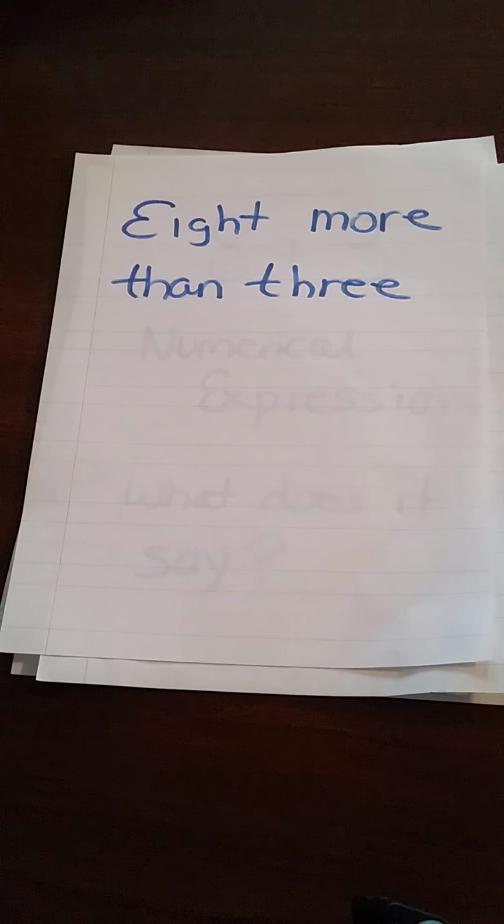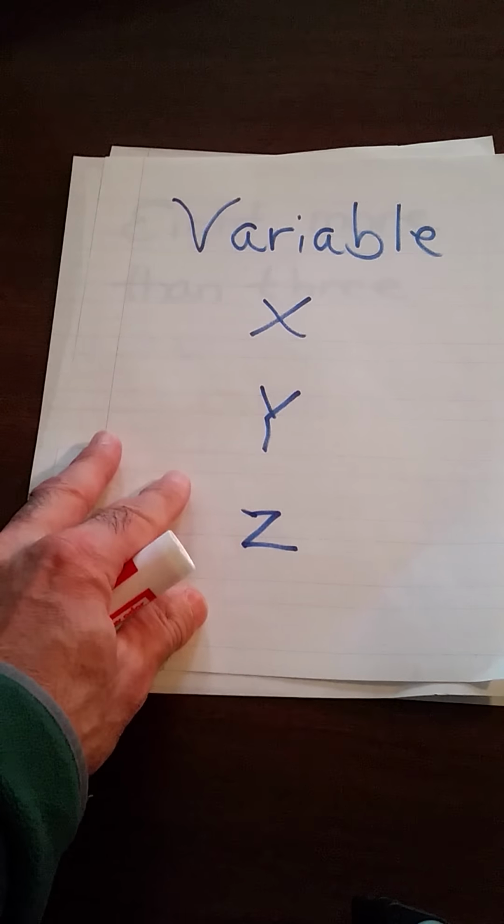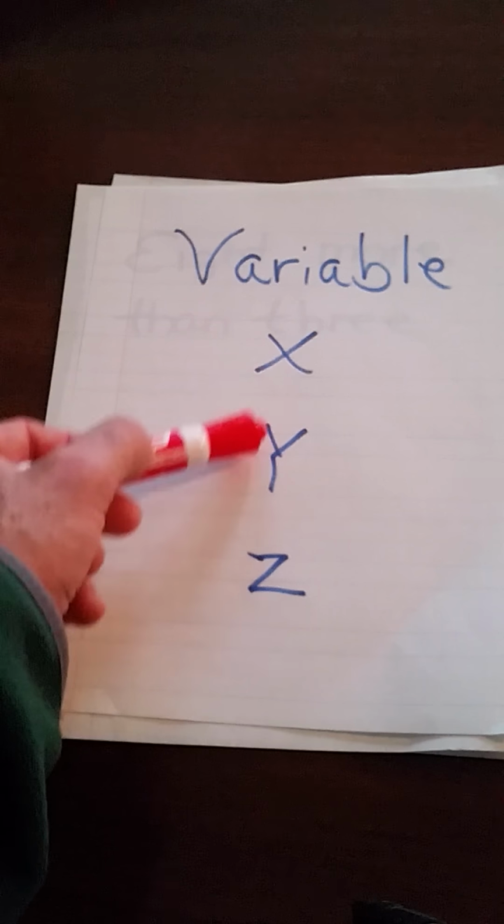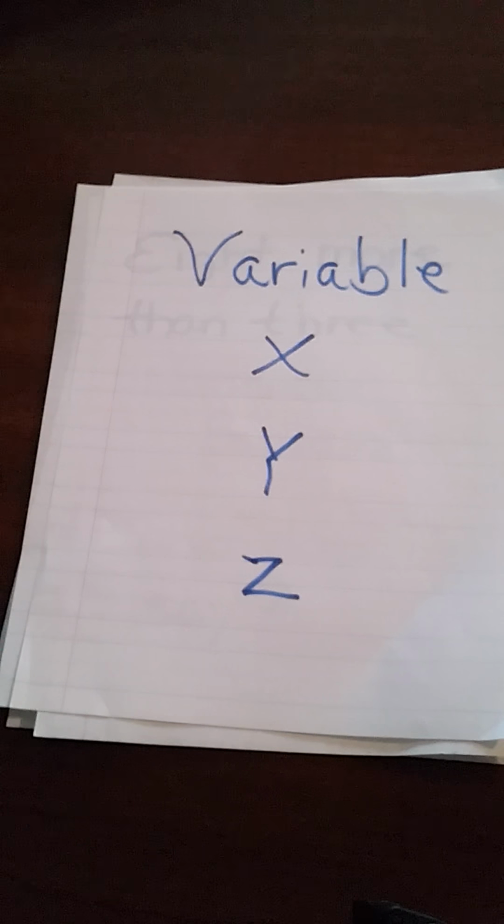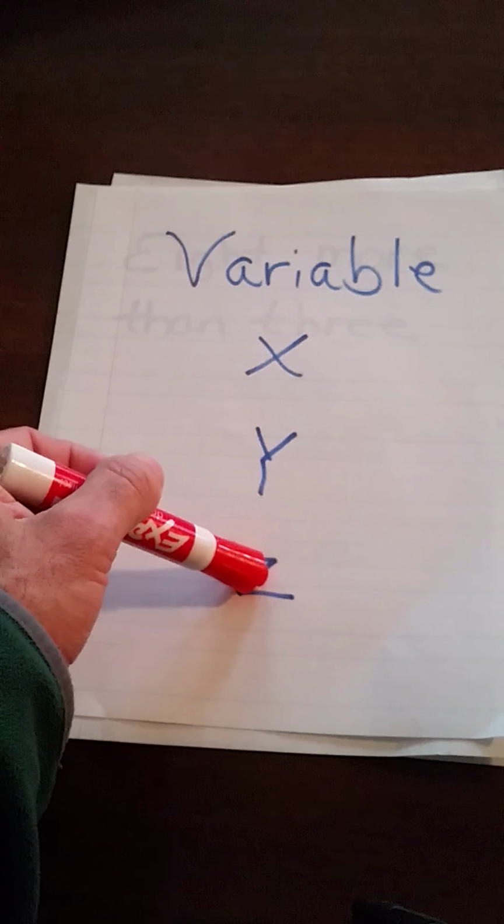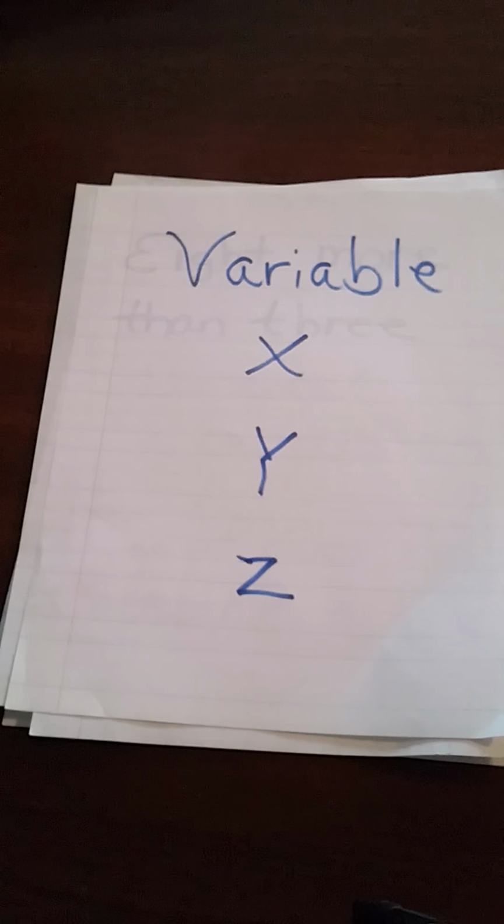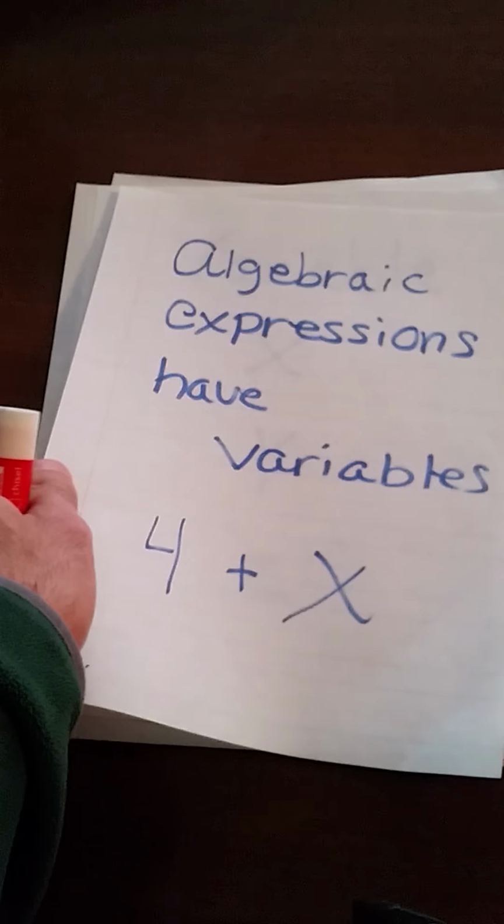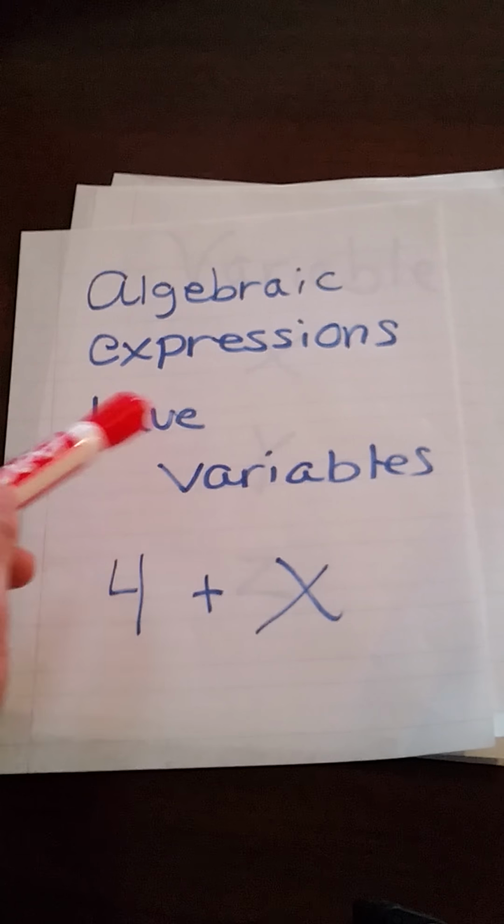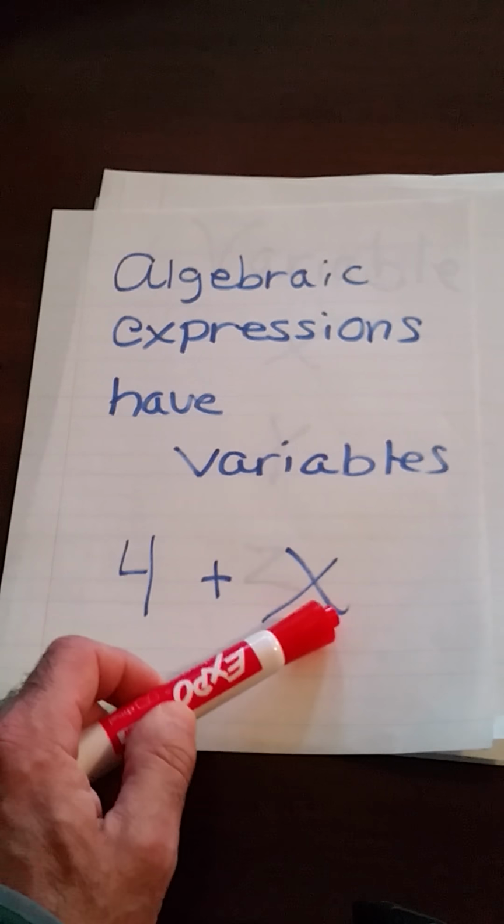So if we're using variables like x, y, and z, it's an algebraic expression. A variable is a letter that represents an unknown quantity, like x, y, and z. Algebraic expressions have variables like 4 plus x.